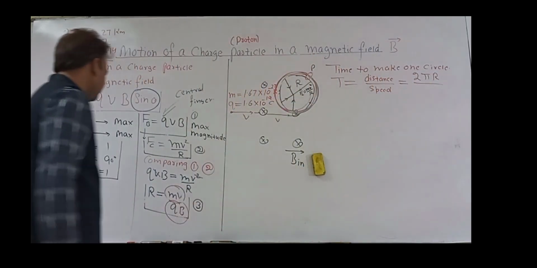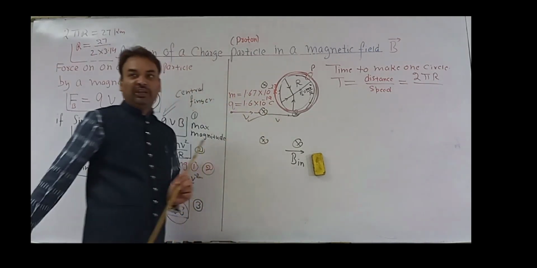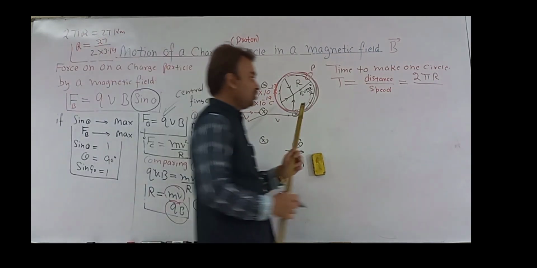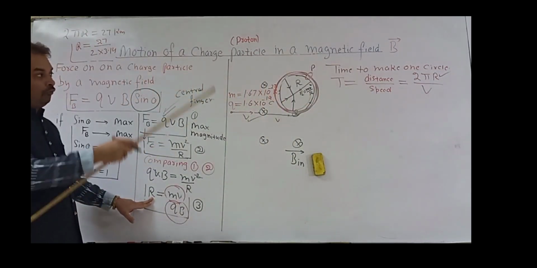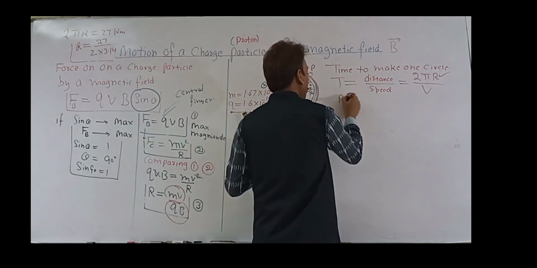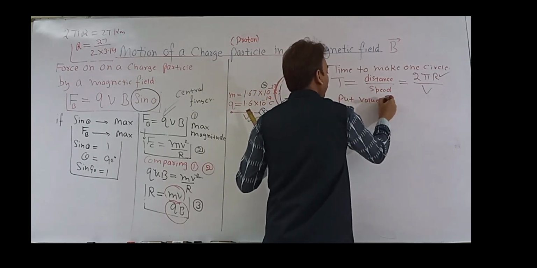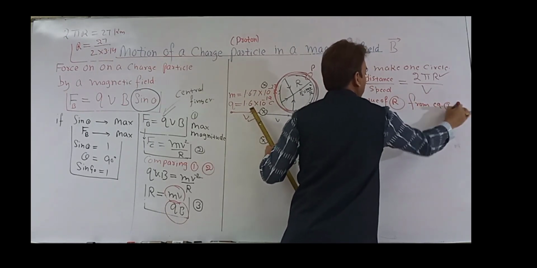And what is speed? Time is equal to distance upon speed, right? And speed is V. This is the speed V with which it enters into the magnetic field. Now just putting the value of R, from equation 3, into this equation, we will get the time.